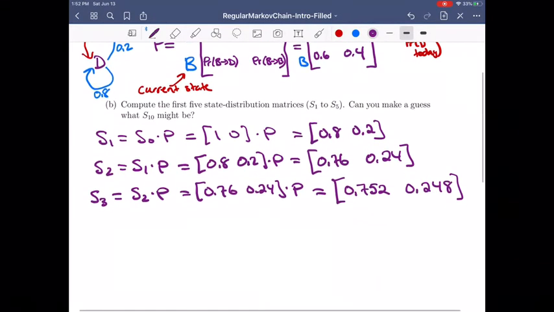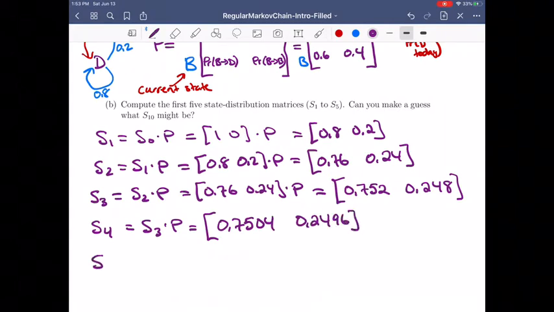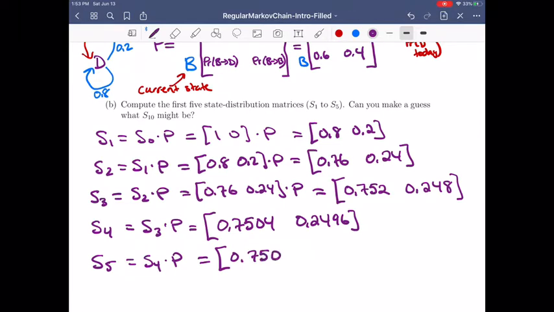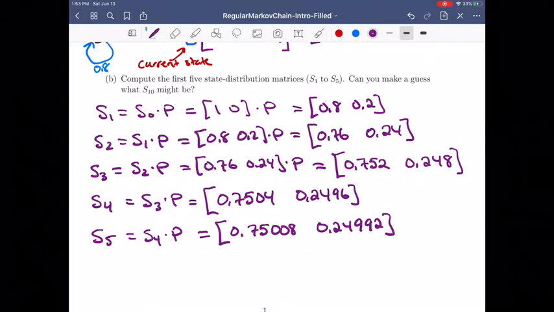Okay, I'm going to write a bit less now. So S4 is going to be S3 times P. So I take this one that we just got and multiply by P. And if you do that, you're going to get 0.7504 and 0.2496. Okay, if we compute S5, that's the one we just got, S4 times P, and if you compute that, you get 0.75008 and 0.24992.